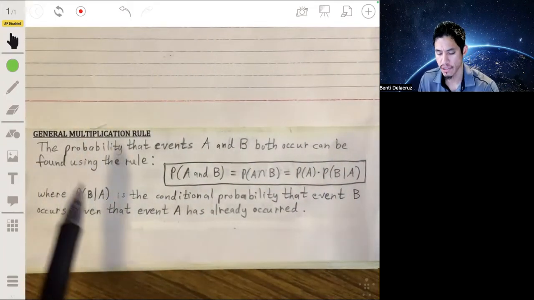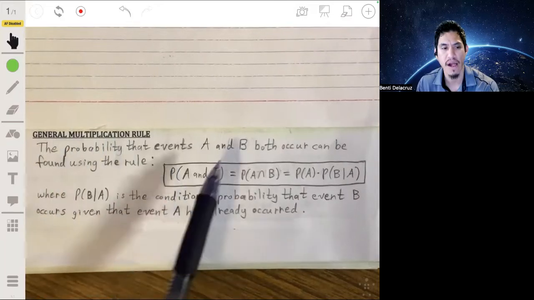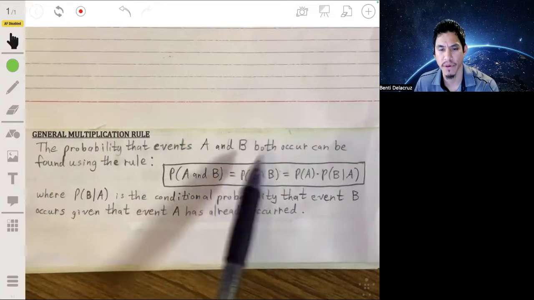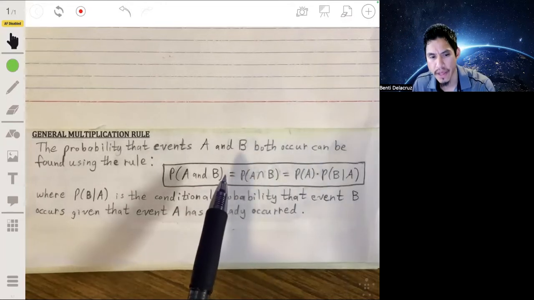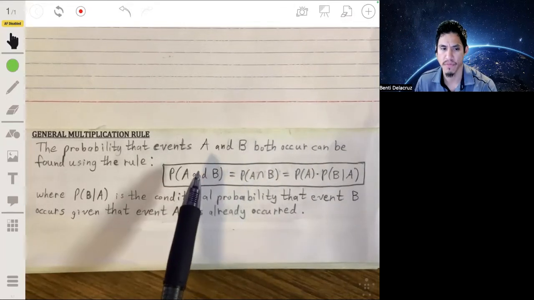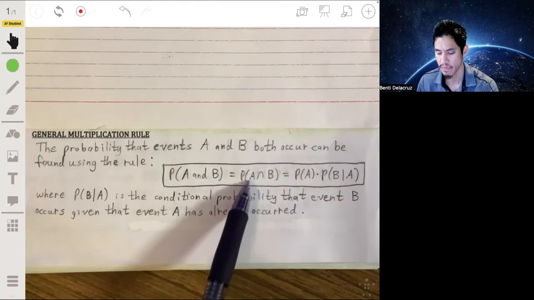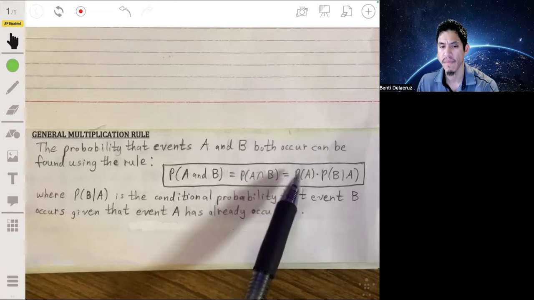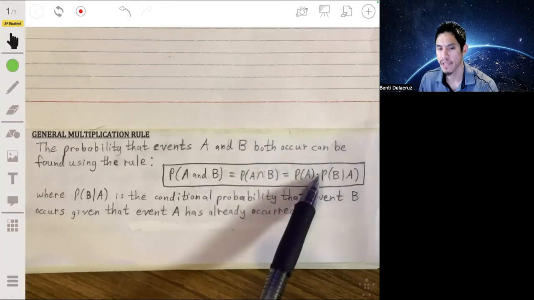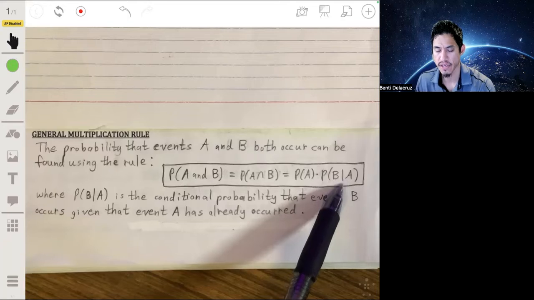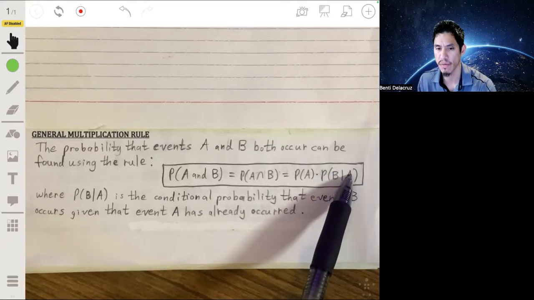Okay, so the general multiplication rule says that the probability that events A and B both occur can be found with this rule. So probability of A and B, remember, is the same as using this intersection symbol, the upside down U. So probability of A intersect B will be equal to the probability of A times the probability of B given that A has occurred. So remember that this is a conditional probability.